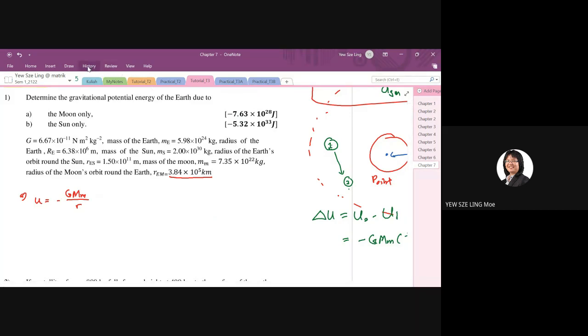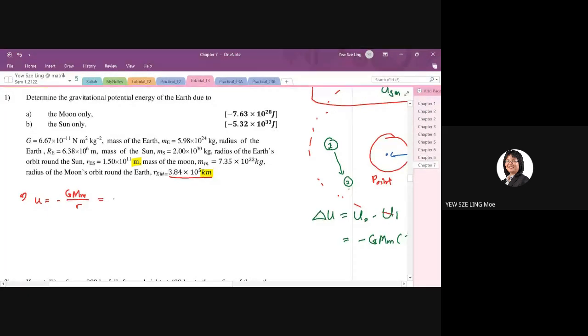Now you have to be extra careful with the units given. The unit given here is meter, but the other one given is km. So you yourself need to convert everything into meters.